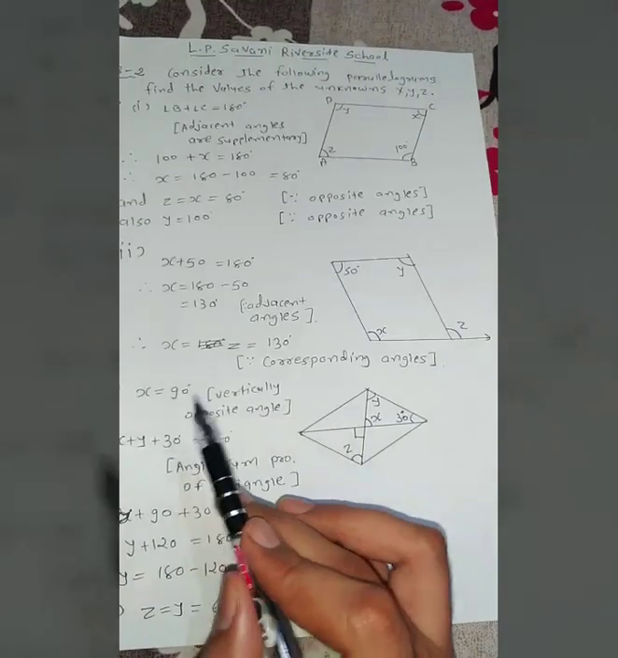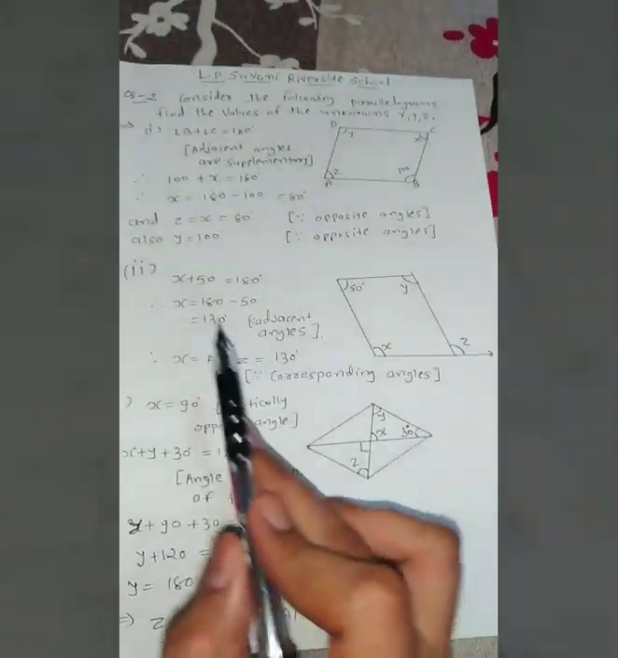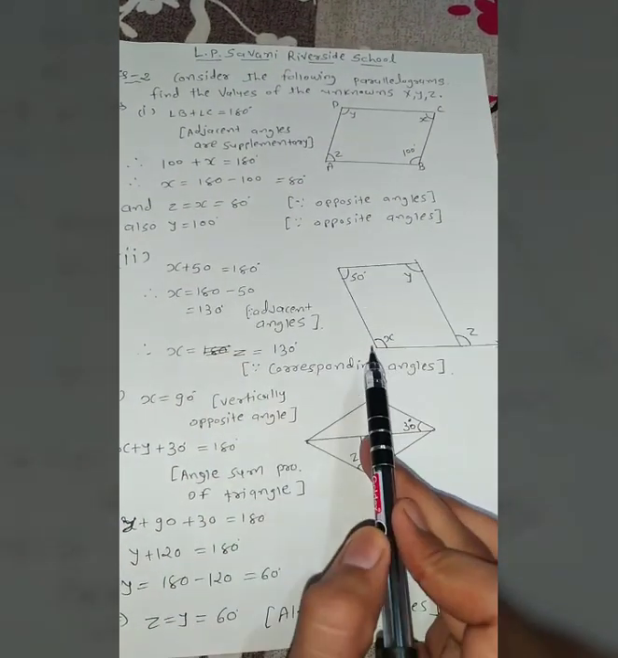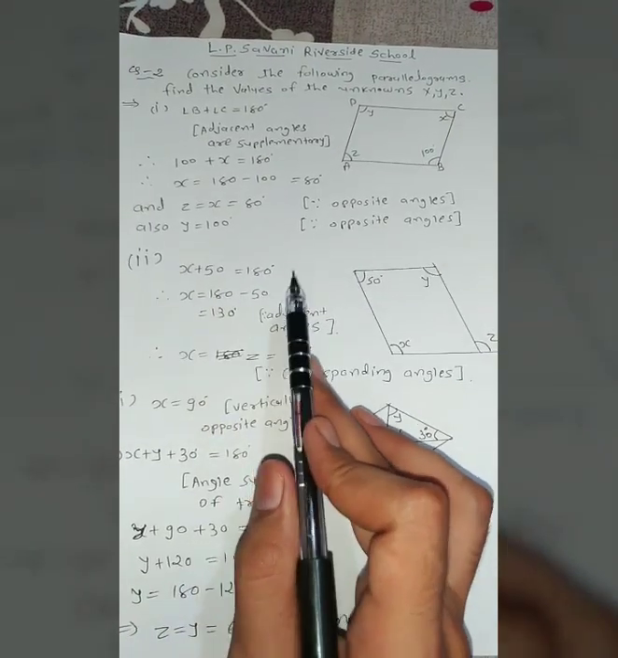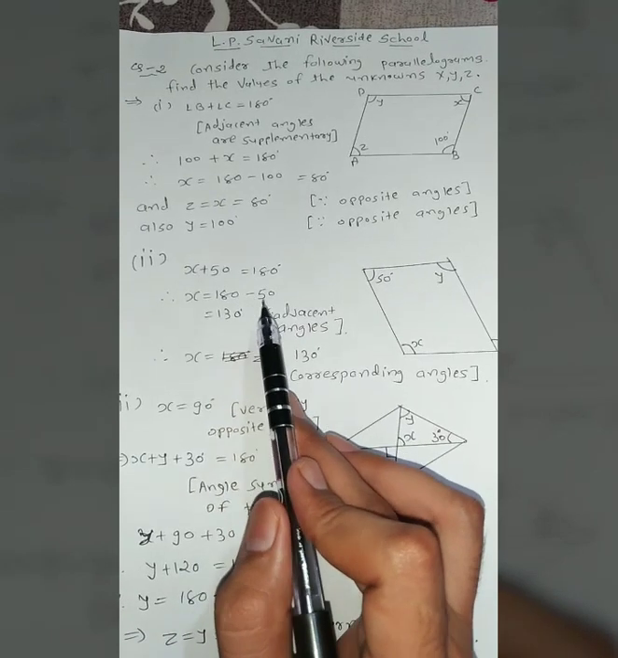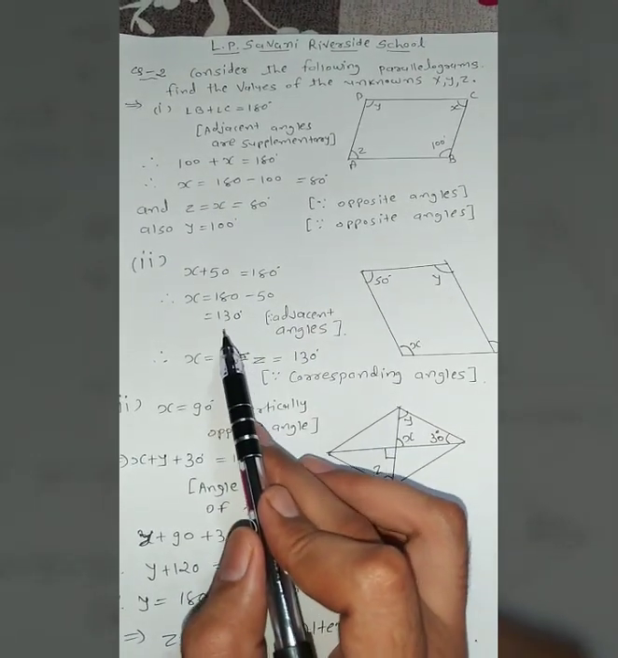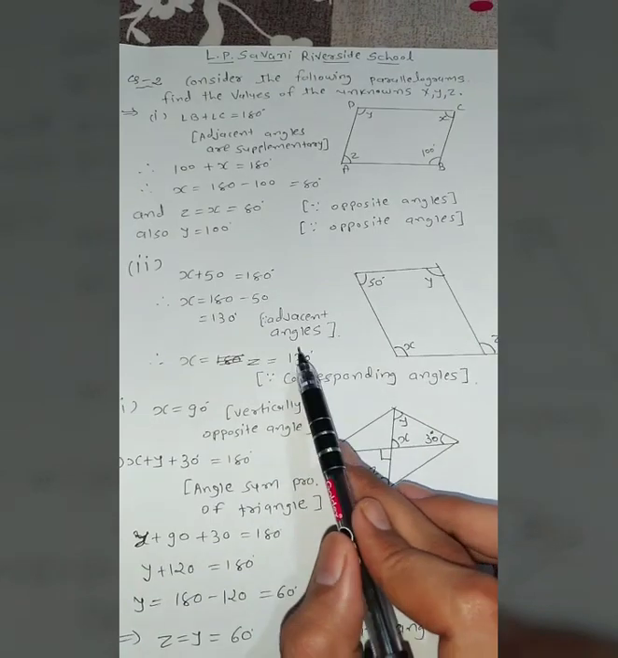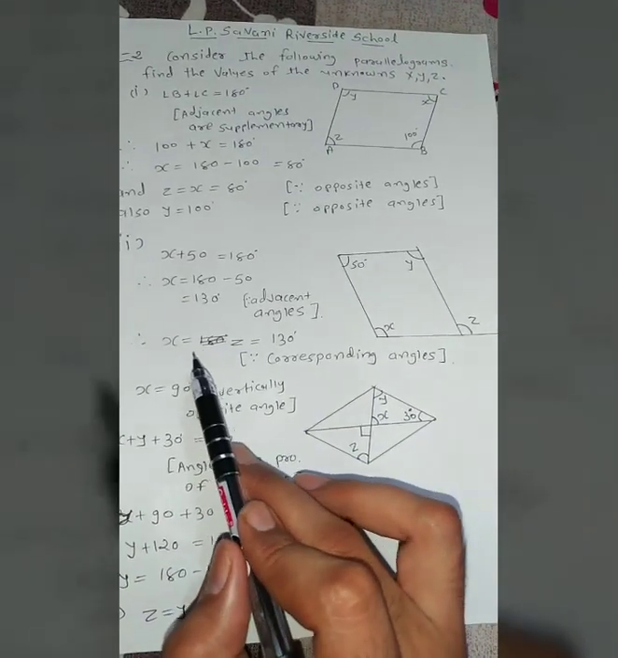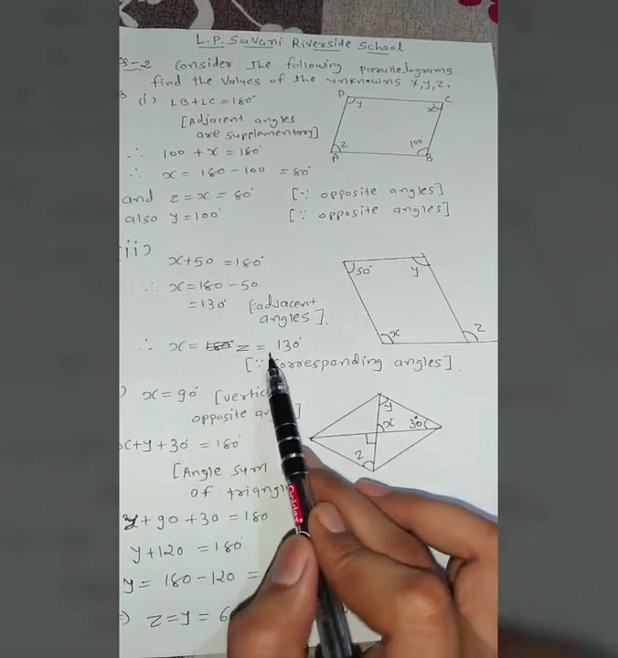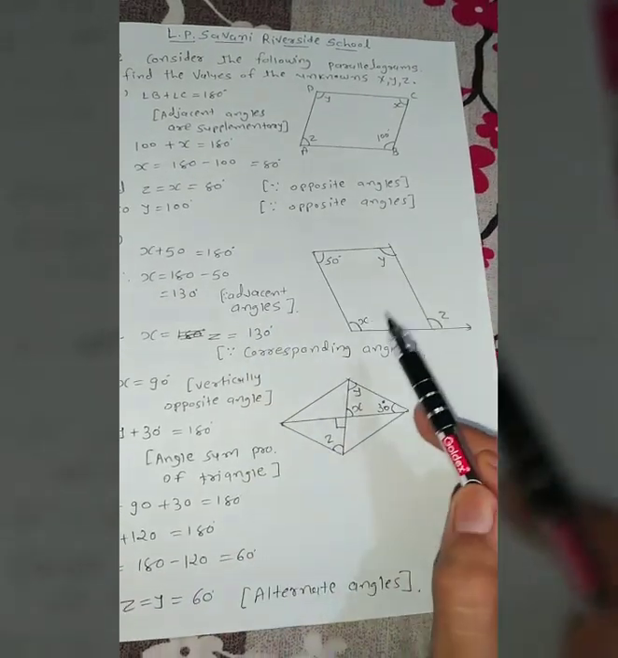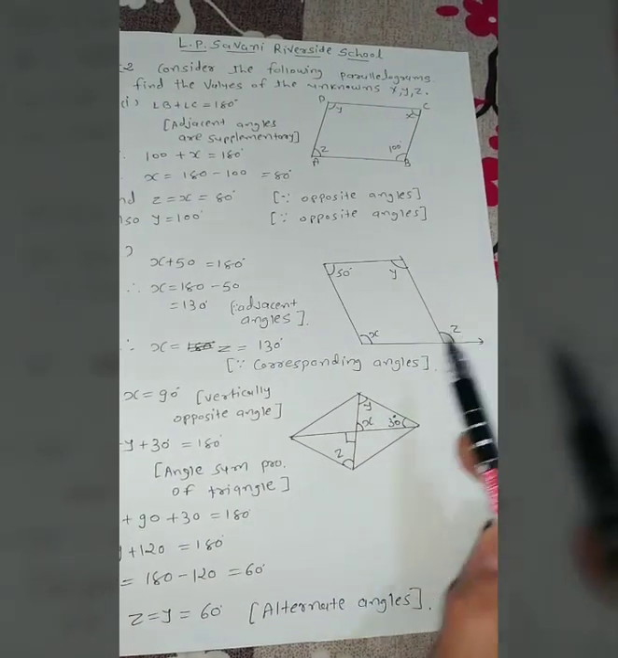In the next problem, by using this figure, you can see that x plus 50 is equal to 180. So x is equal to 180 minus 50, which gives 130. So the adjacent angle is equal to 130. So here you can see that x is equal to z is equal to 130.